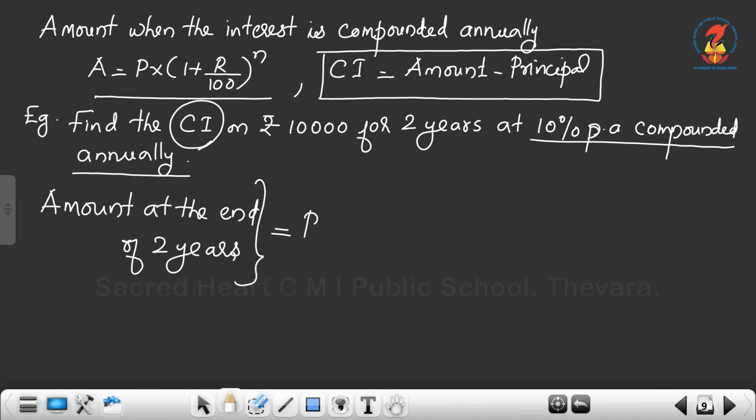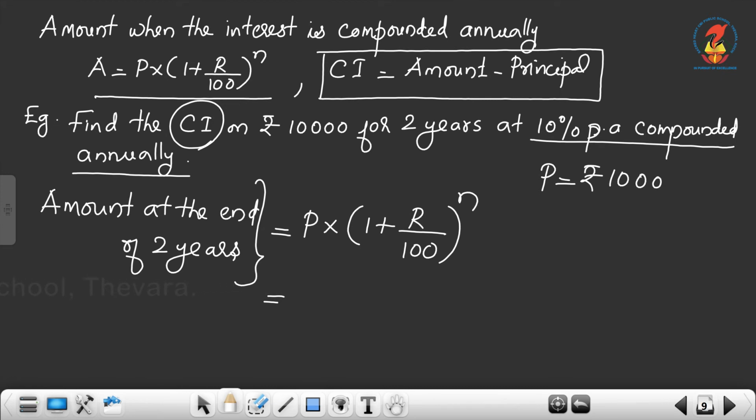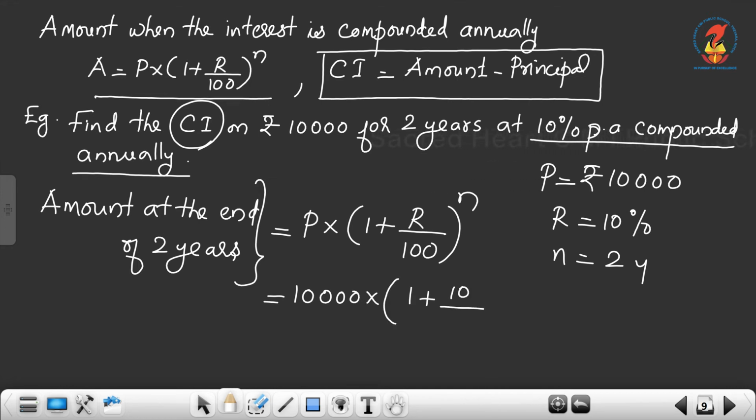which is equal to P into 1 plus R by 100 whole raised to n. So P is rupees 10,000, R is 10% and it is compounded annually. Find the compound interest for 2 years, and n is equal to 2 years. Now substitute here: 10,000 into 1 plus 10 by 100 whole raised to 2. Now the calculation is very important. 10,000 into 1 plus 10 by 100, that should be in bracket, whole raised to 2.